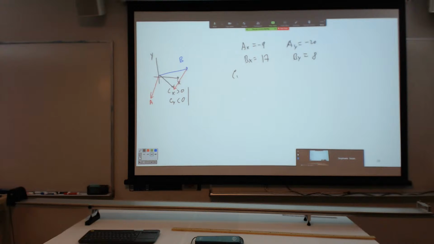All right. So Cx has to be equal to Ax plus Bx, which is -9 plus 17, 17 minus 9, 8. Okay. And Cy has to be equal to Ay plus By, which is -20 plus 8, 20 minus 8, -12. Okay. Got it. So now you can forget about it, that's it, you just pick a picture, you don't calculate magnitude.